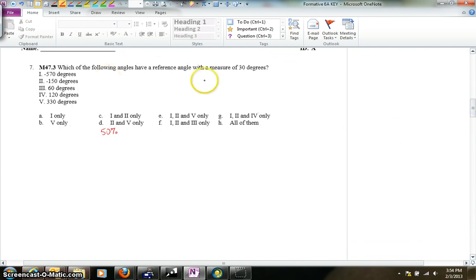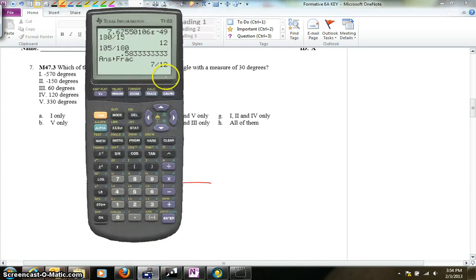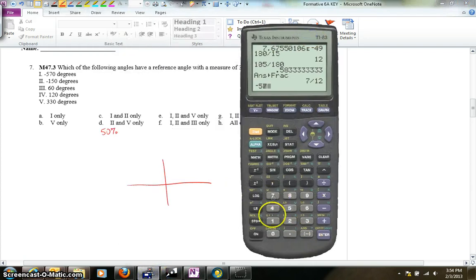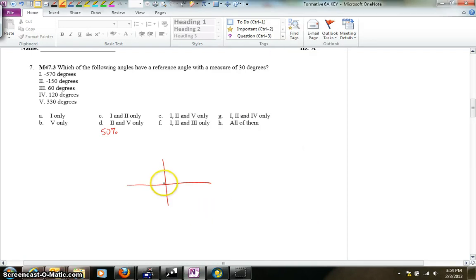All right, which of the following angles have reference angles of 30 degrees? Let's check them out. Negative 570 degrees. Well, let's figure out what that is. Take negative 570. I'm going to add 360. I'm going to add another 360. So that's 150 degrees. Negative 570 is 150 degrees, which is right here. And that does have a reference angle of 30 degrees because 150 is still 30 degrees short of the x-axis. So option 1, I would say, is yes.